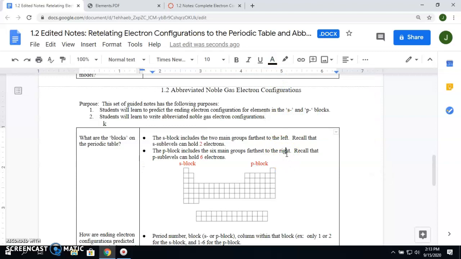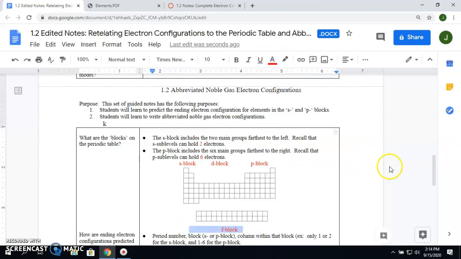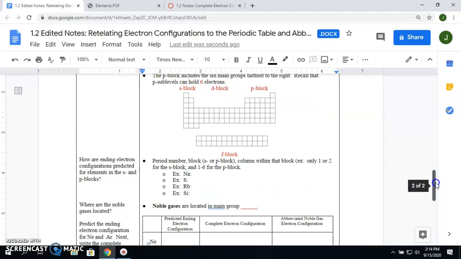Now if you're interested, there is a D block and an F block. The D block is right here, and the F block is down here. You can label those on your sheet also if you'd like. But I think in this class the most important are knowing a little bit about the S and the P block.